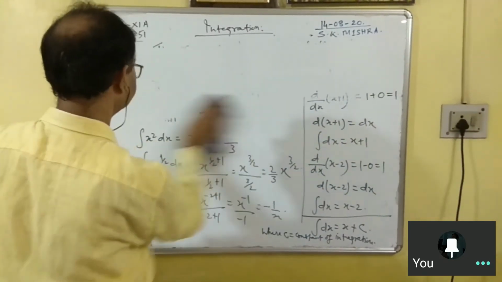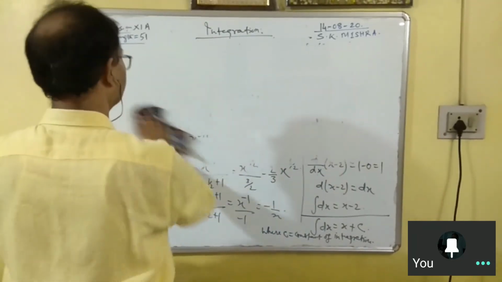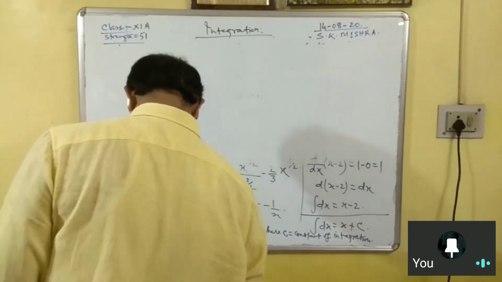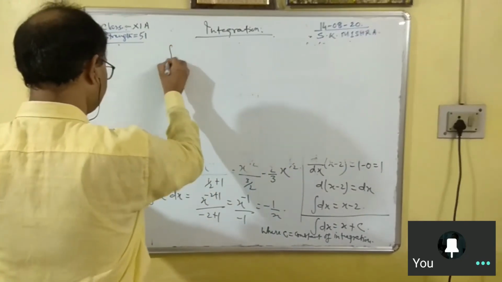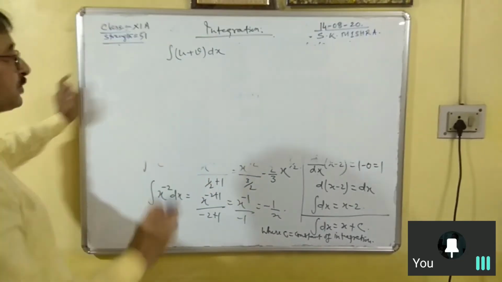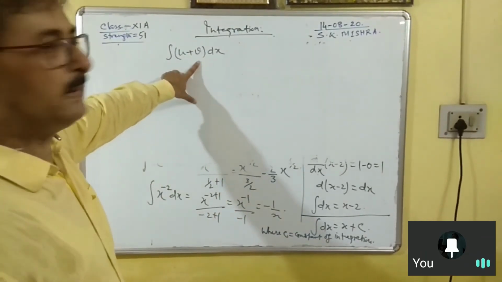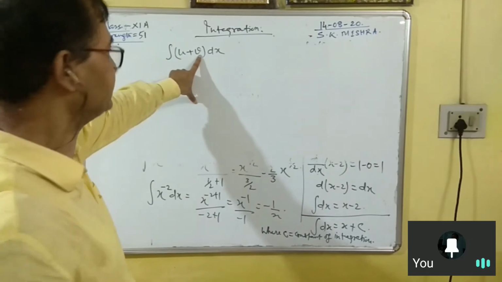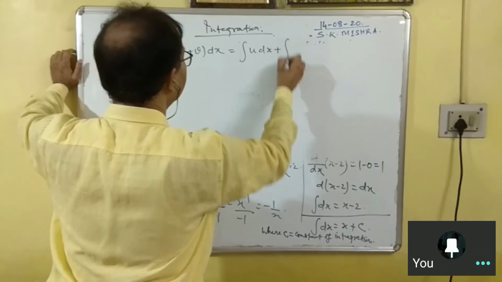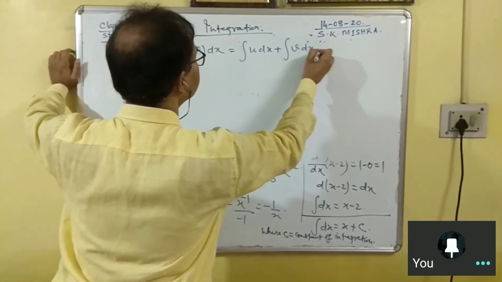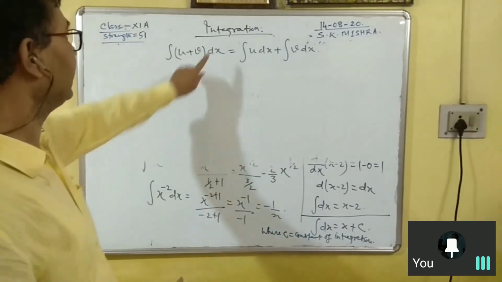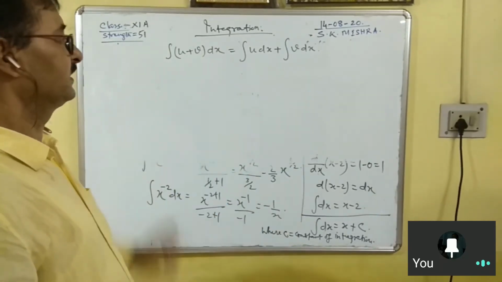Now we are dealing, remember, with indefinite integral. So integration of u plus v into dx. Remember, u is a function of x, v is a function of x, meaning u depends upon x, v depends upon x. Then this is integration of u dx plus integration of v dx. So this integration sign should be multiplied with both the terms, and dx, u dx, v dx. This is the second formula.